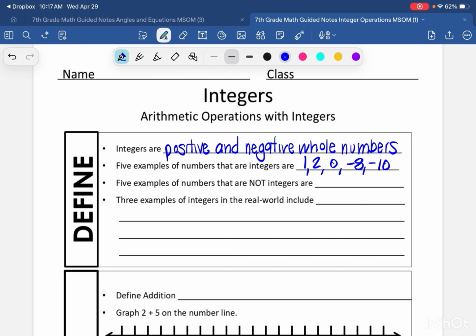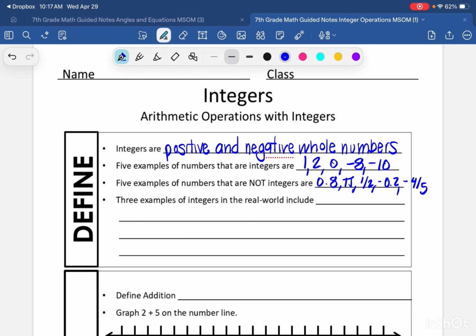5 examples of numbers that are not integers would be decimals, maybe 8/10. The number pi is not an integer. 1/2 is not an integer. -2/10, -4/5.